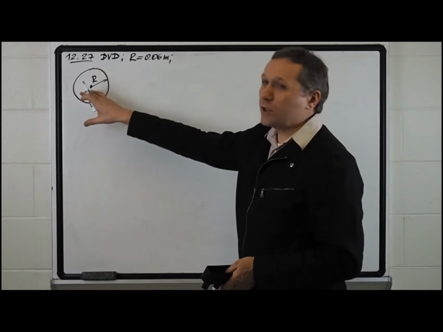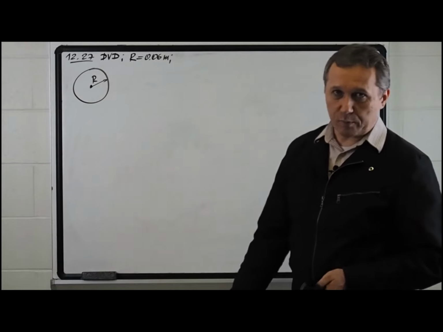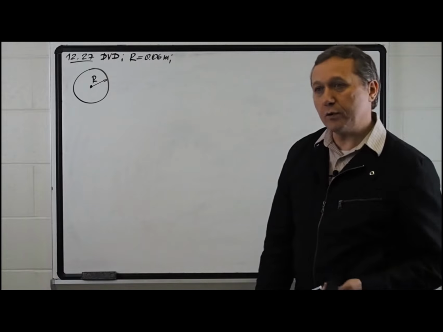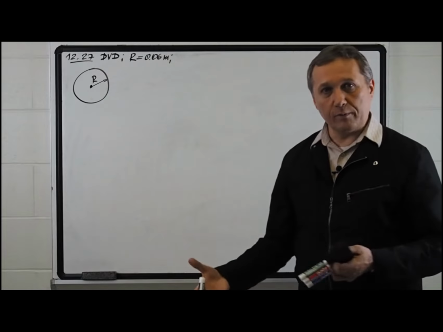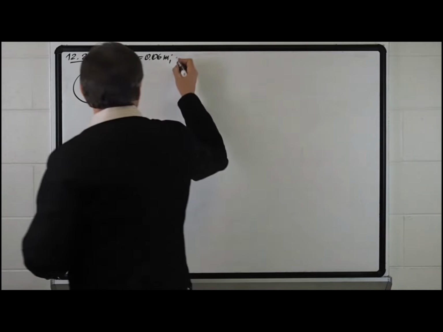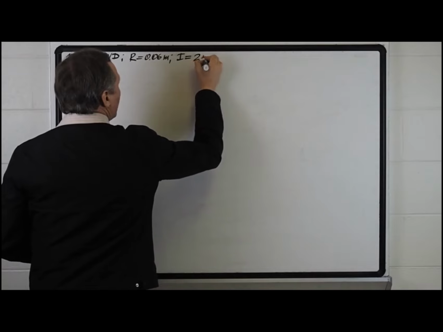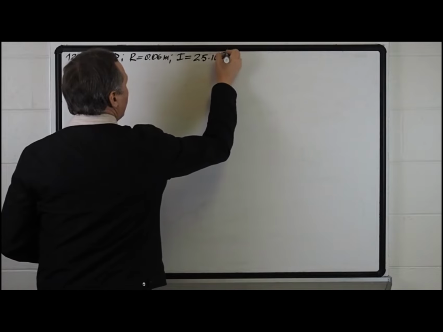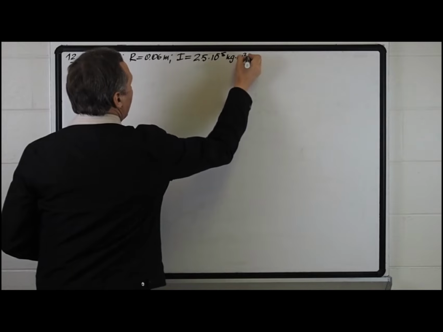And of course, information about mass is not enough to describe rotational motion, as you remember. I keep telling you this. So we need a rotational equivalent of the mass. So moment of inertia. Moment of inertia is given. I think it's 2.5 times 10 to the power of minus 5 kilograms times meters squared.